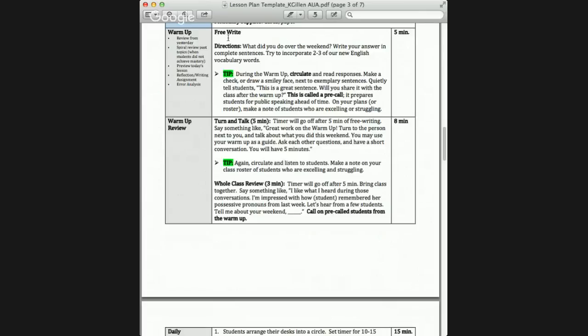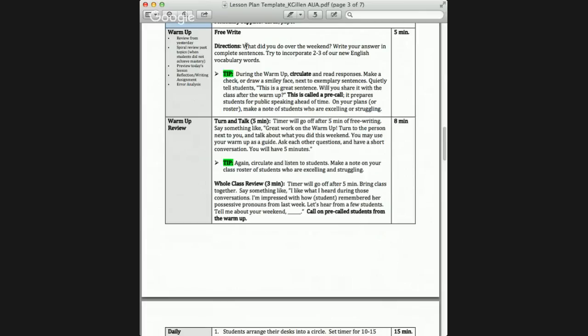So my warm-up here is a free write. And remember, all of our ESL lessons should include reading, writing, speaking, and listening. So here's a writing exercise. This is a Monday. So what did you do over the weekend? Write your answer in complete sentences and try to incorporate 2 to 3 of our English vocabulary words. These could be words that I taught in the week prior. So students are going to walk in and just start doing this right away.